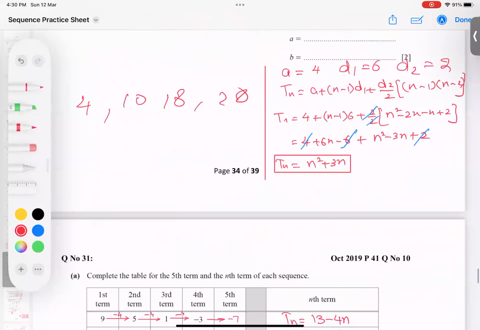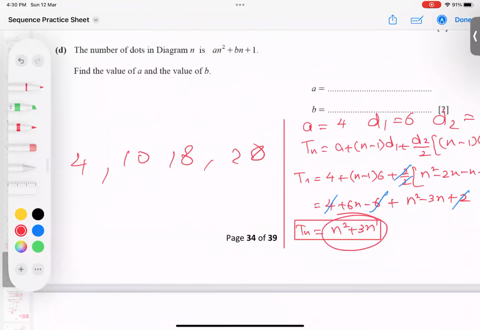Let's see now. If I plug in 1 in place of each n, like 1 to the power 2 plus 3 times 1, it is giving us 4. So it's correct. If I plug in 2, let's see what happens. 3 twos are 6, and 2 to the power 2 is 4. If I add them, I get 10. So this is also correct.